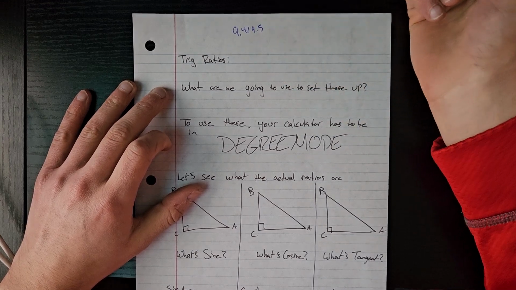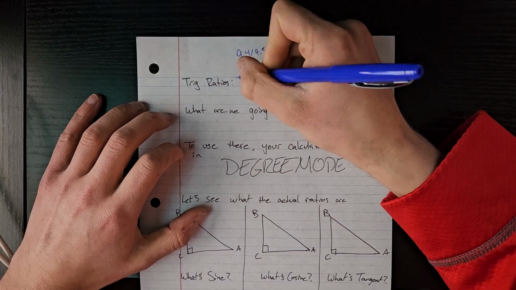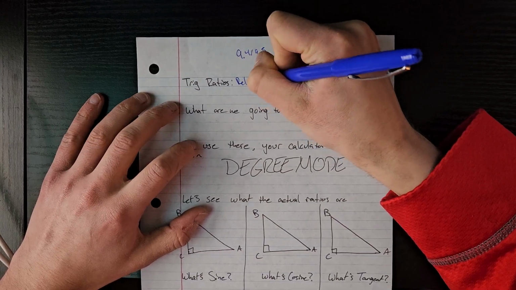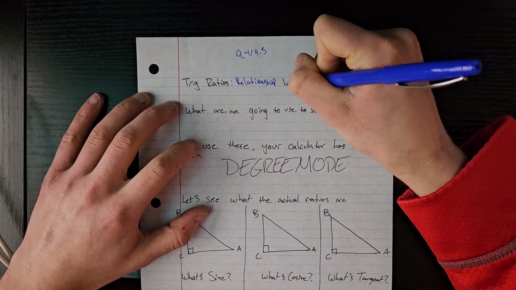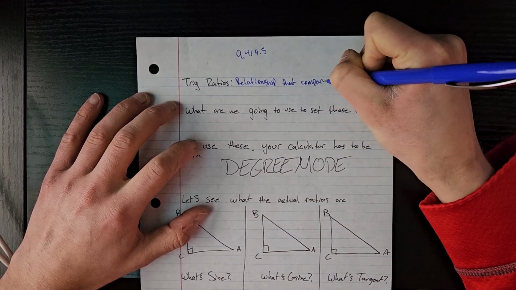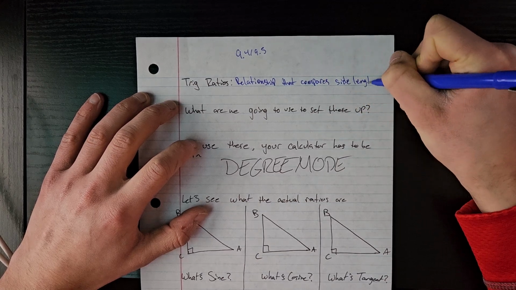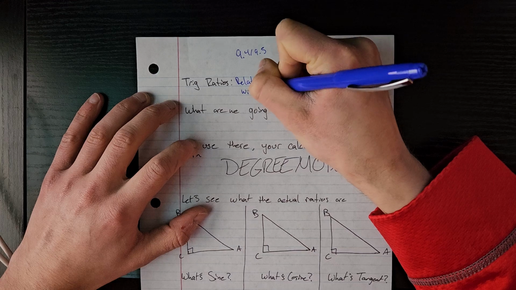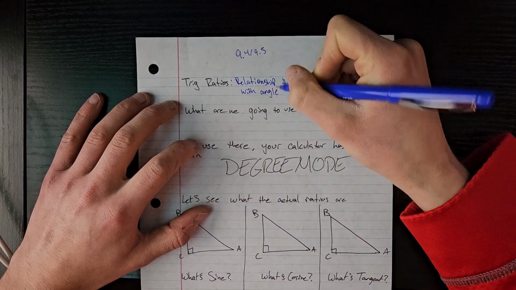First thing to do is to figure out what the heck that is. What is a trig ratio? Well, it is the relationship that compares side lengths with angles. It's about that. Kind of.